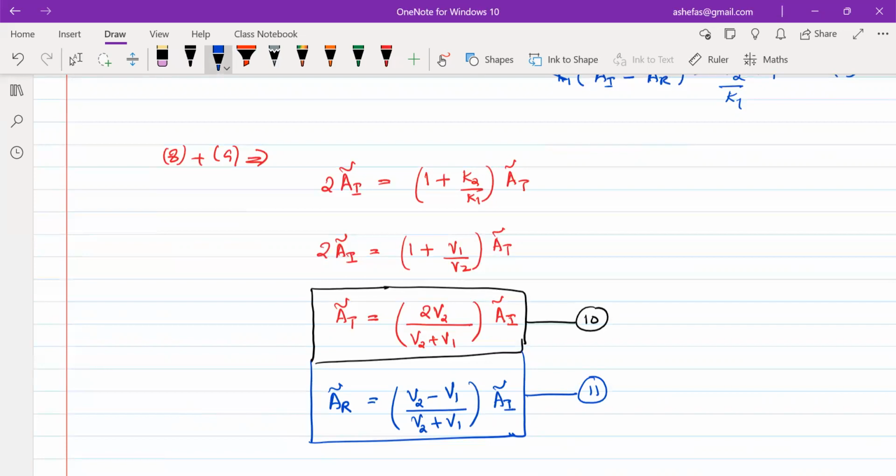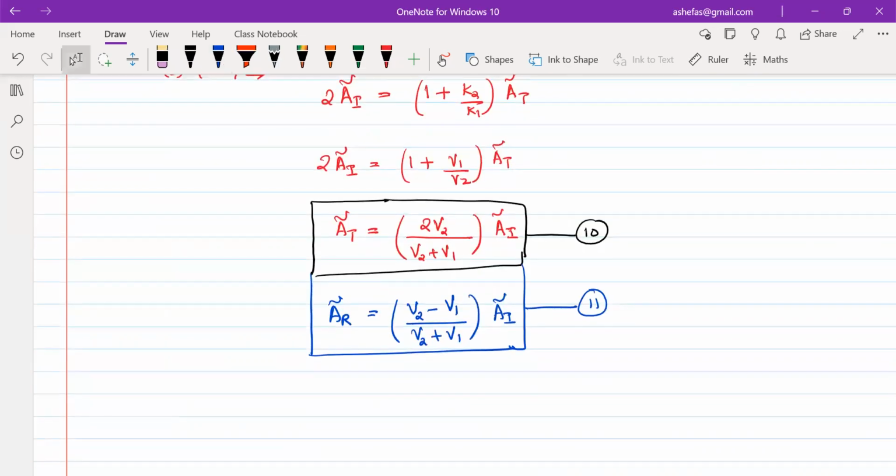Okay, so just by using this boundary condition, I have got the expression for the transmitted amplitude and reflected amplitude in terms of the incident amplitude. So how much the wave is getting transmitted and how much wave is getting reflected, we can easily find out from equation number 10 and 11.